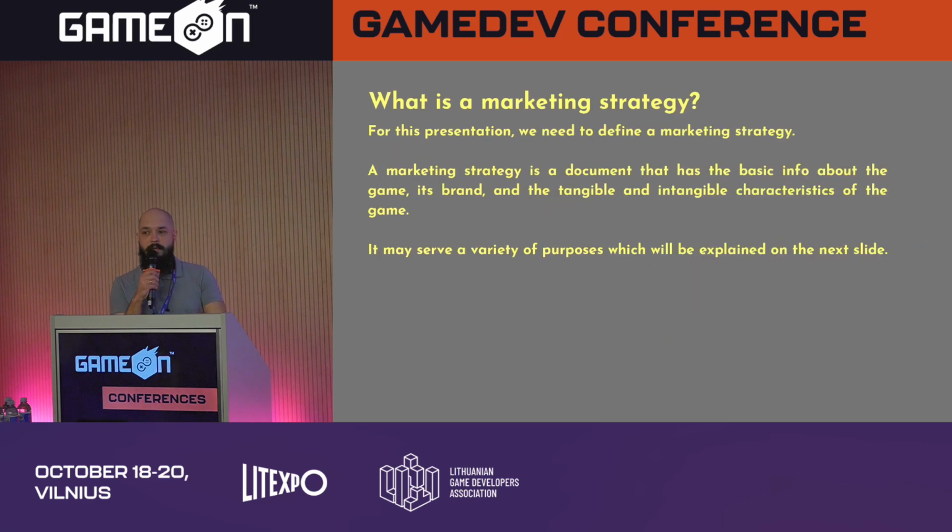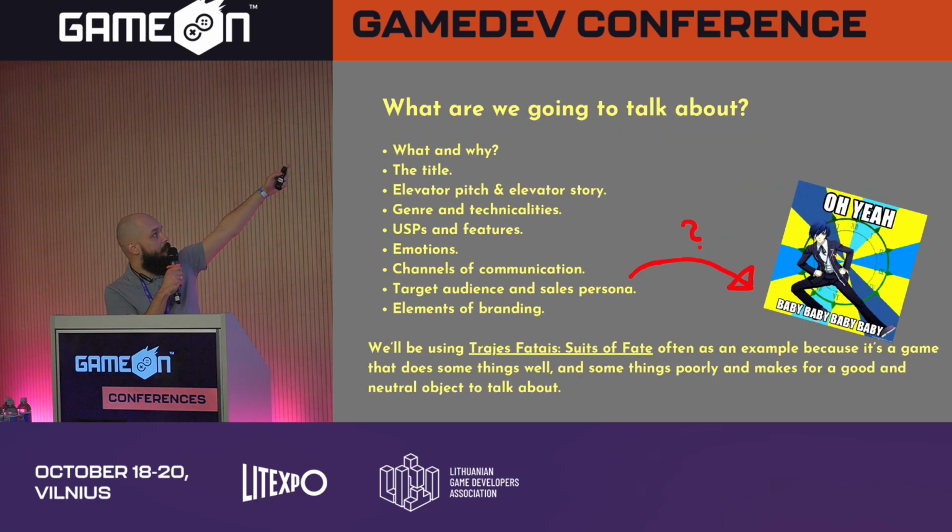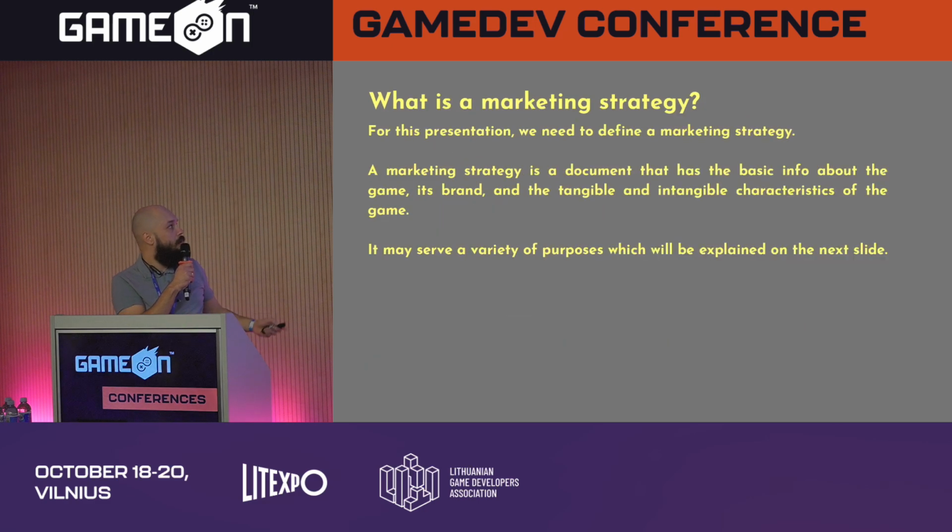So yeah, for the purpose of this speech, a marketing strategy is a document that has the basic info about the game, its brand, and the tangible and intangible characteristics of the game. It may serve a variety of purposes, which will be explained on the next slide. And a short little thing, these tangible and intangible characteristics of the game are basically over here. You know, things like the elevator pitch, emotions, USPs, whatnot.